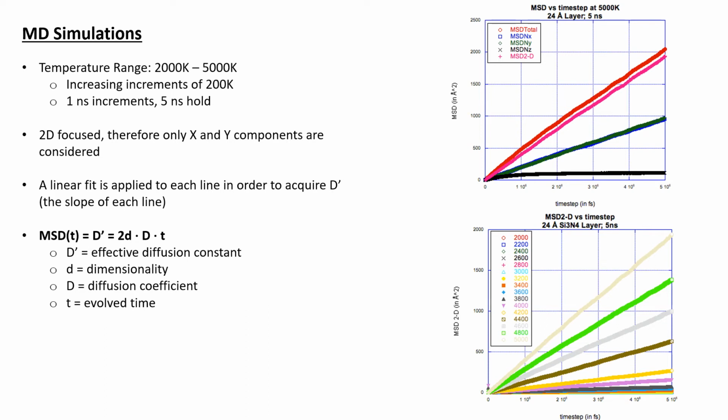This can be seen in the bottom graph, in which each of the lines corresponds to a different temperature between 2000 to 5000 Kelvin. If I apply a linear fit to each of these lines, I've essentially extracted the slope, or the diffusion coefficient, correlating to each of these temperature ranges. And once I have compiled a list of each of these diffusion coefficients, I can then use the data to create Arrhenius graphs.